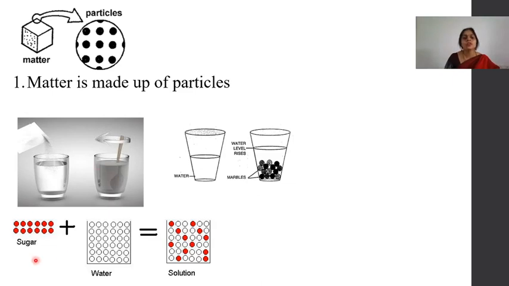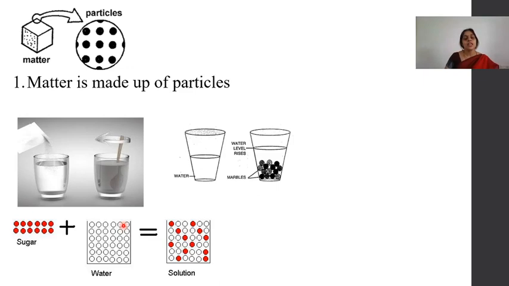Why? Because one sugar crystal is made up of billions and trillions of sugar particles. When you add it to water, the particles dissolve and occupy the spaces in between the water particles. You can see over here there are spaces in between the water molecules. So sugar molecules will occupy the spaces in between, and there is no change in the level of water.